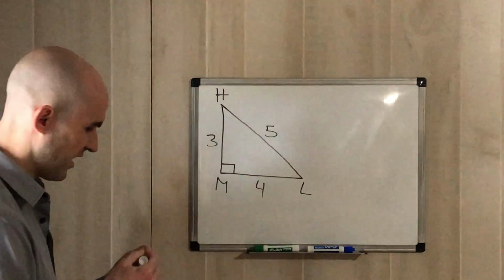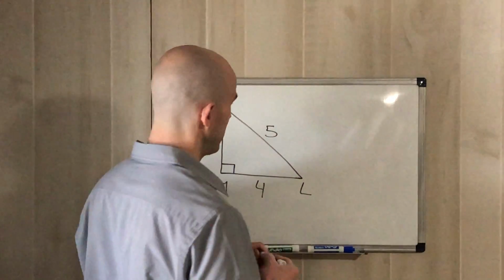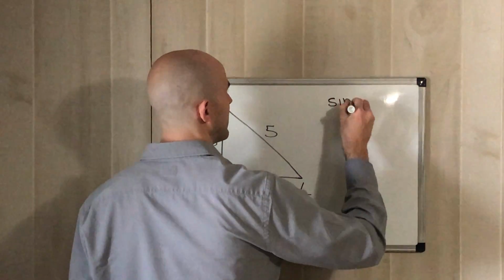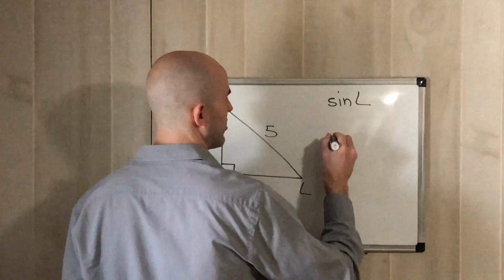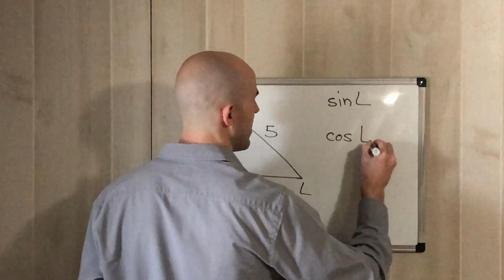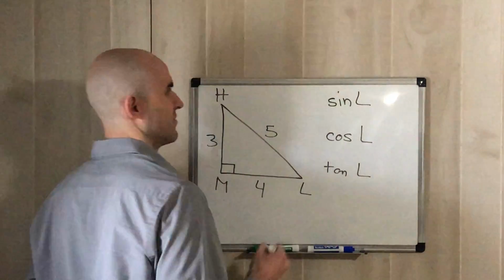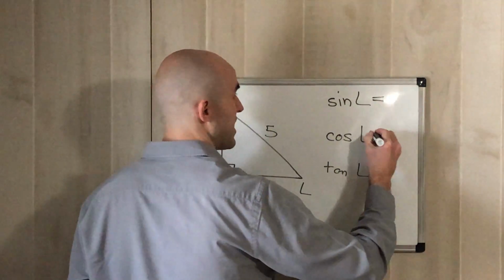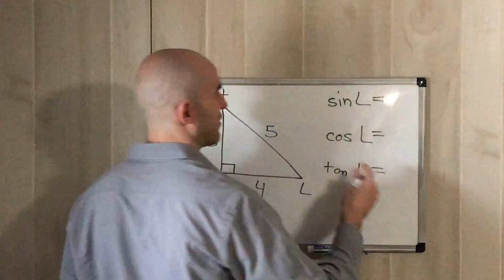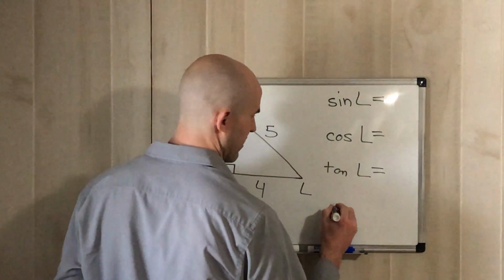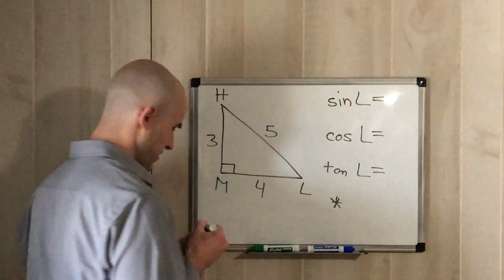And so what I'm going to tell you, again, it sounds a little complicated at first. I'm going to want you to find the sine of L. I'm going to want you to find the cosine of L. And I'm going to want you to find the tangent of L. And again, some people may be thinking, how do I actually find the sine, the cosine, and the tangent of L? I'm going to put this down here, just for you guys to remember.